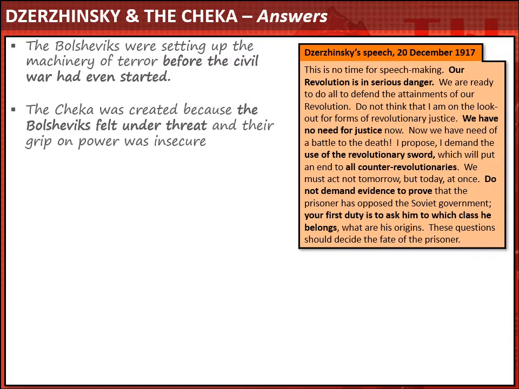We also get a sense here that the Cheka was created because the Bolsheviks felt under threat from their opponents, and there's a sense in the source that their grip on power was insecure. He says, "Our revolution is in serious danger." Now, the Bolsheviks were aware that left-wing parties had a reputation of being thinkers and talkers, but not doers, and they wanted to move quickly to tackle potential opponents to their new regime.